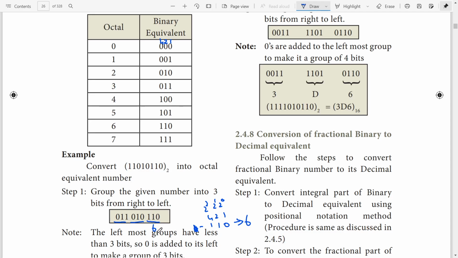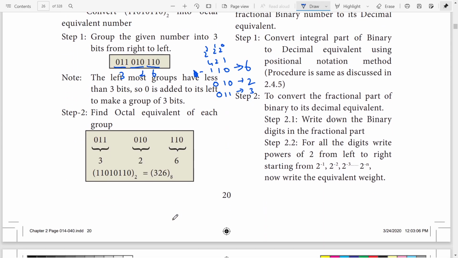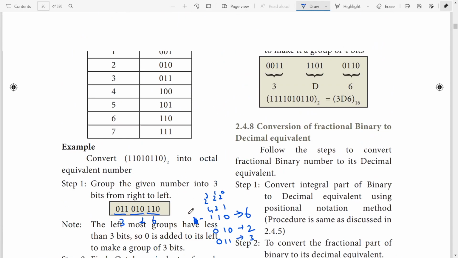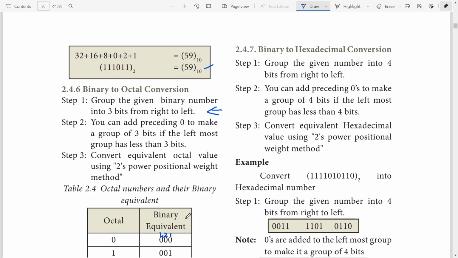This value is 6. Next 0, 1, 0 value is 2. And next 0, 1, 1 value is 3. Answer is 326. Okay, this is what you are going to convert: 326. Next one, binary to hexadecimal.